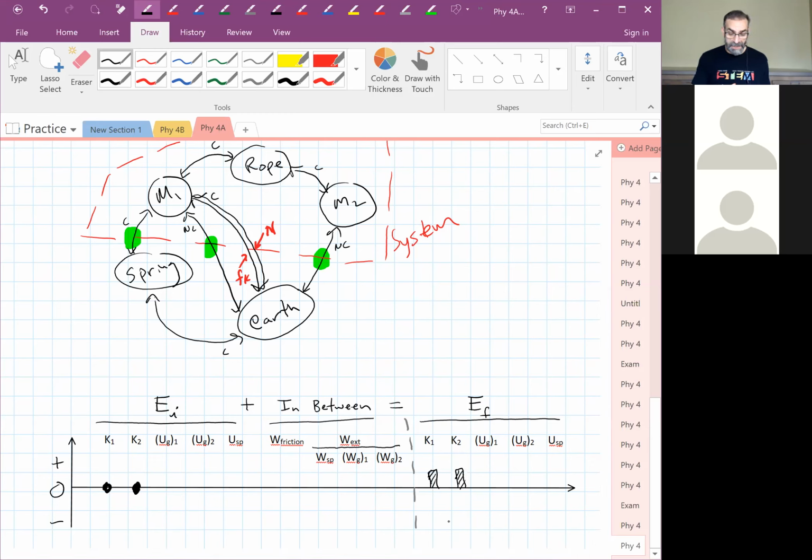Gravitational potential energy for block 1. We don't have any because the Earth is not in our system. So we cannot have gravitational potential energy. Spring potential energy. We can't have any because the spring is not in our system. The item has to be in the system to have potential energy. Work done by friction, that we have. That's always negative.